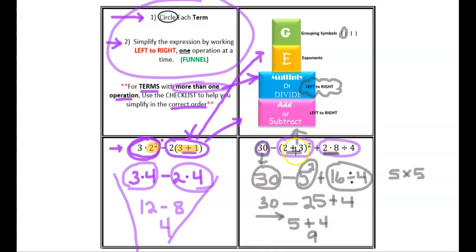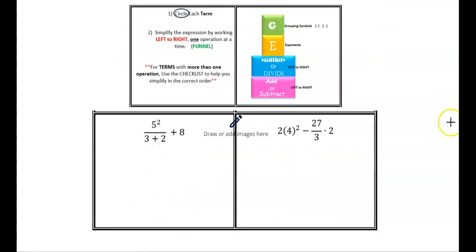Okay, so it's a pretty complicated looking problem, but if you circle the terms and clean up each term till they're actual numbers instead of math problems that have operations in them, then you just work left to right to simplify it out. All right, so I am going to have you do this problem on your own.